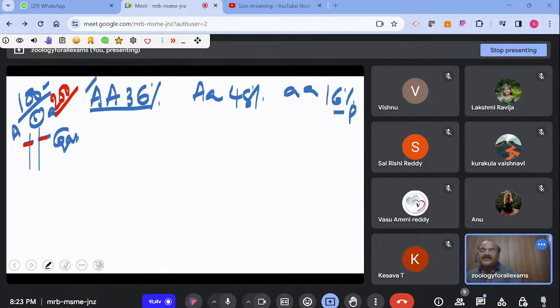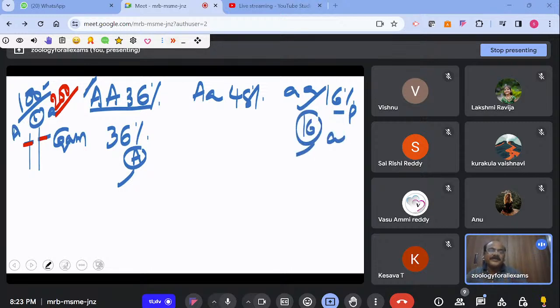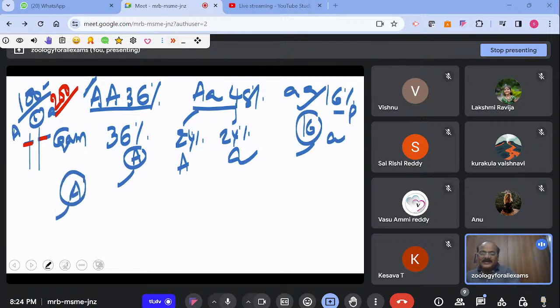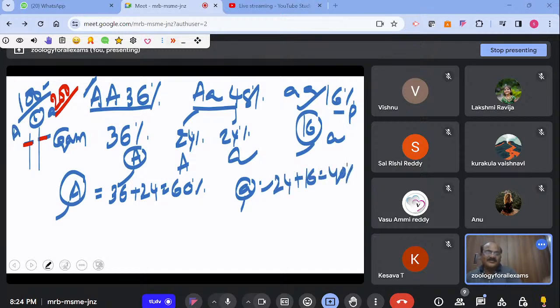So coming to the gametes, 36% belong to capital A. That means all their gametes are A type only. And coming to small a small a, all gametes belong to small a only. And coming to the heterozygous, 24% belong to capital A and 24% belong to small a. So, the gametes with capital A are 36 plus 24, that is 60%, and the gametes with small a are 24 plus 16, that is equal to 40%.